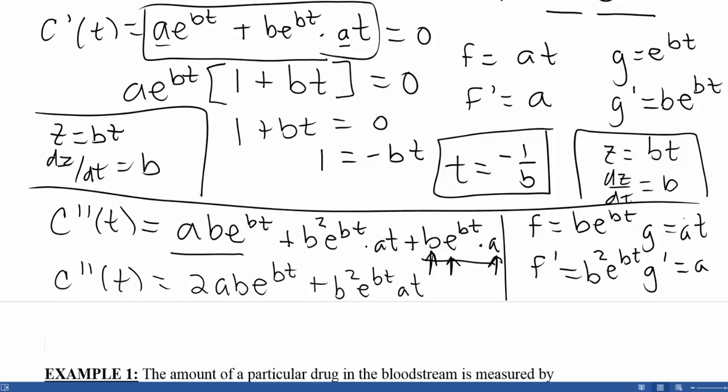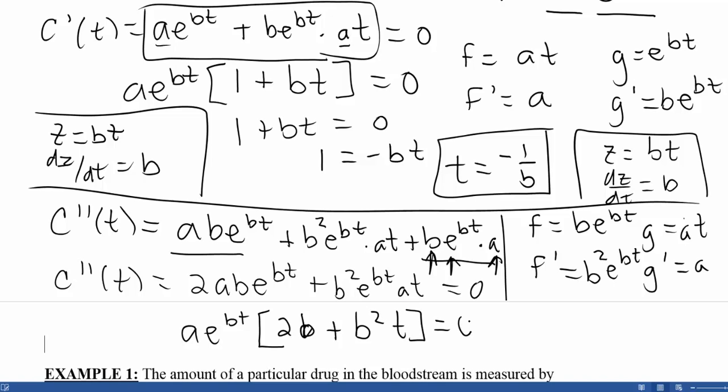And again, I want to know when that equals 0. So here again, I want to factor out the things that these have in common. They have an a e to the bt in common. So a e to the bt. From the first term, I'm left with a 2b, plus, from the second term, I'm left with a b squared t, equals 0.